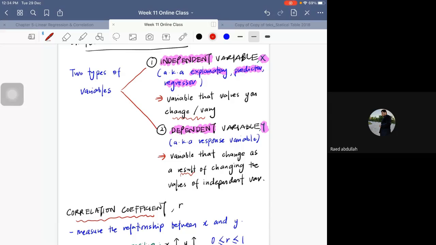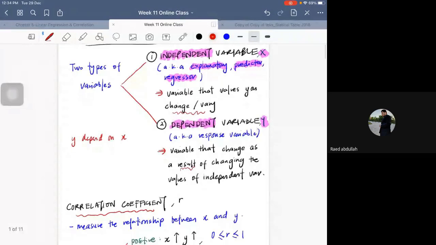Why is it called the dependent variable? Because the value of the dependent variable depends on the value of x. When x changes, it automatically changes the value of y as well. So basically the idea is, I put over here, y depends on x. That is the idea of the relationship between x and y. So y is going to depend on x.